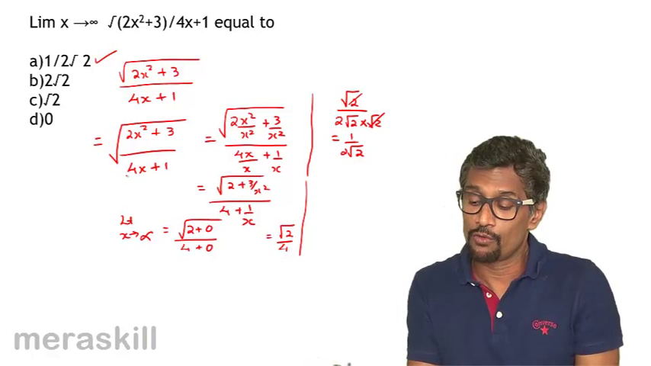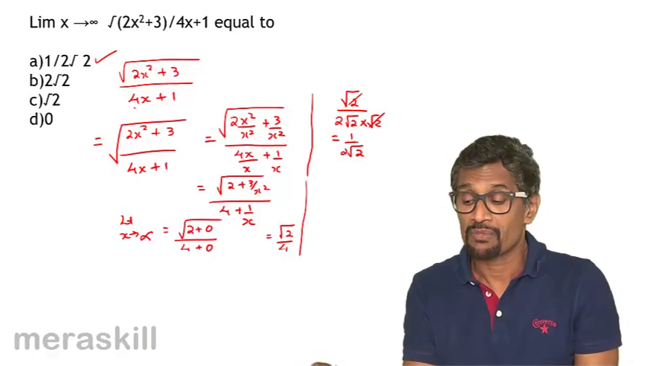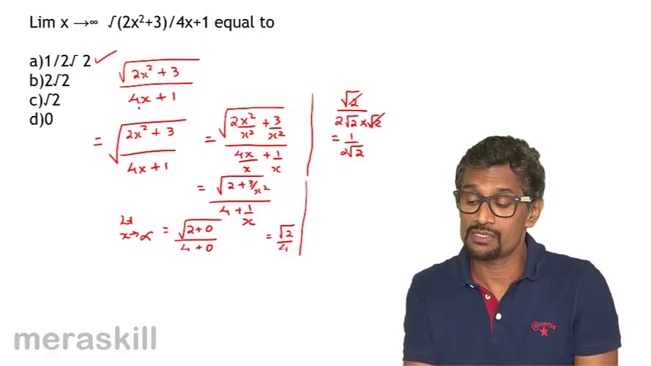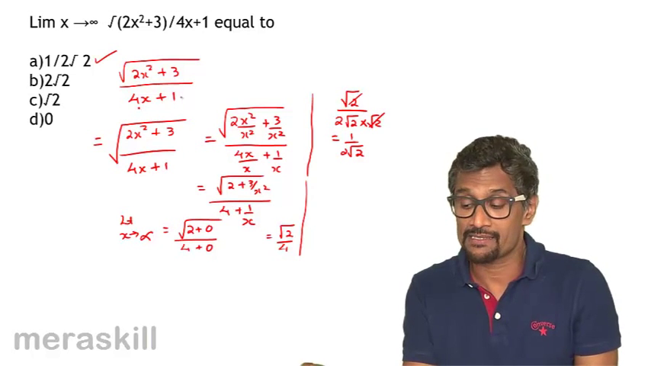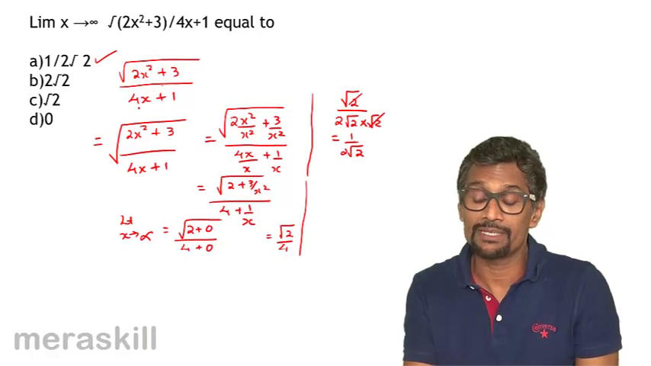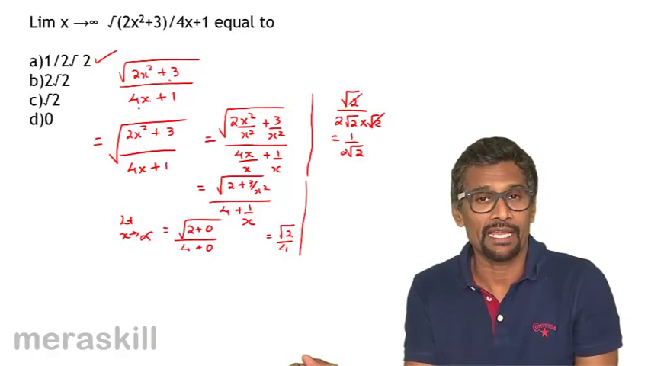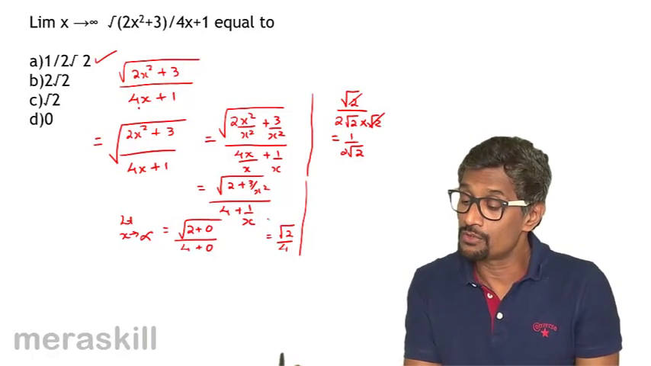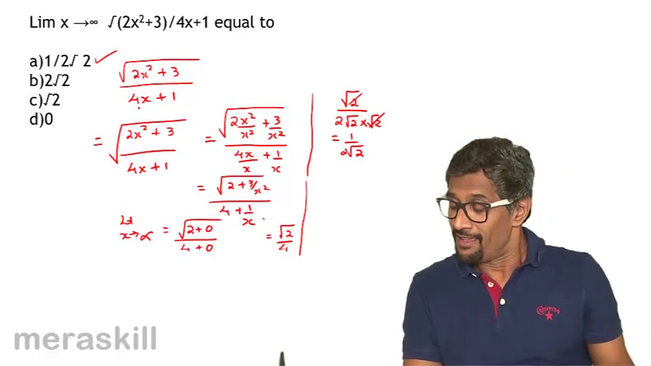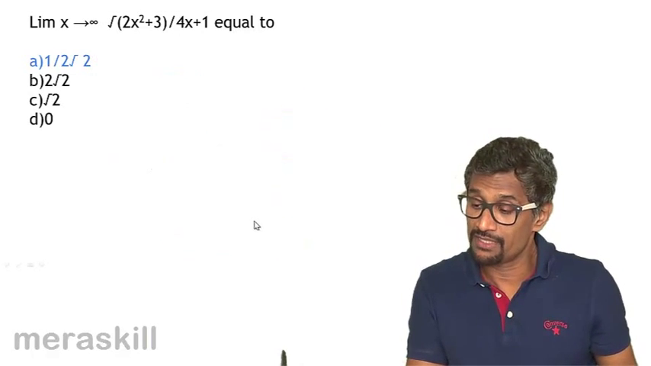So you have to be careful over here, since the 4x plus 1 is not within the square root sign. You can divide this by x. Dividing the denominator by x is the same as dividing the numerator by root of x square. You are dividing by x, so root of x square is x, and it is the same. So you get 1 upon 2 root 2. Yes, we do have it that way.